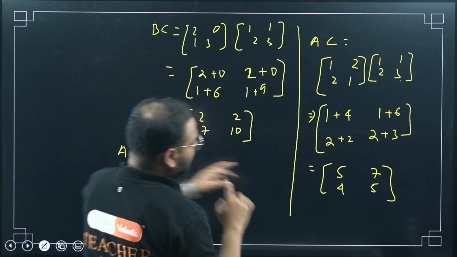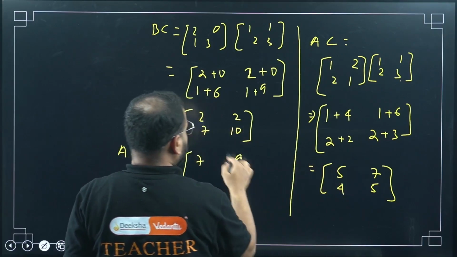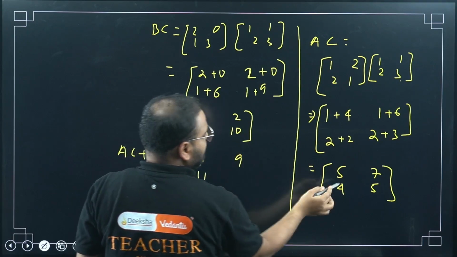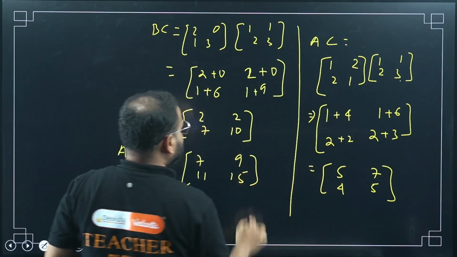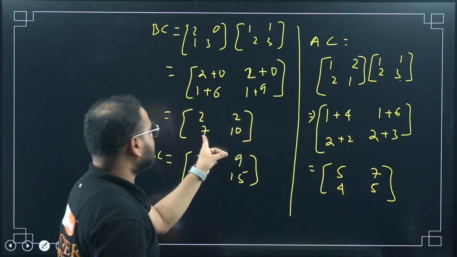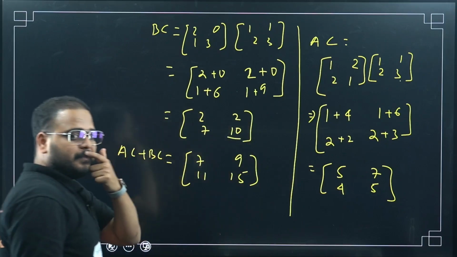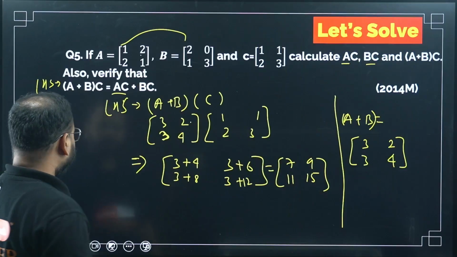How much is this? 2 plus 5, 7. 2 plus 7, 9. 7 plus 4, 11. 10 plus 5, 15. Please check here. 2 plus 5, 7. 2 plus 7, 9. 7 plus 4, 11. And 10 plus 5, 15. So my answer is 7, 9, 11, 15.